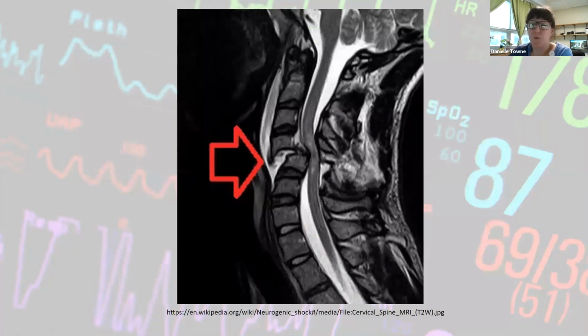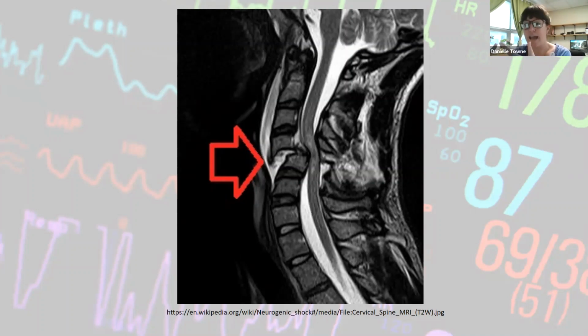So what do we do? There is this massive vasodilation again from the lack of the sympathetic tone, and the body can't fix it. There's nothing that it can do to compensate for it. So we need to do that for them. We need to bring back that tone. So we do that with vasopressors such as epinephrine and phenylephrine.